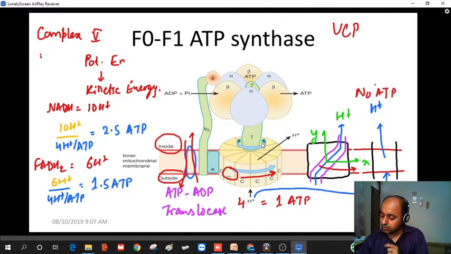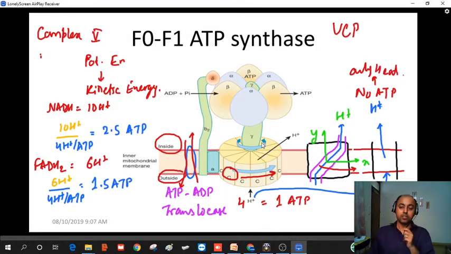What do you get? Only heat. You don't get any ATP. What you get is only heat. And please note, this is the physiological mechanism for heat generation in warm-blooded animals, meaning the UCP can be activated physiologically also.